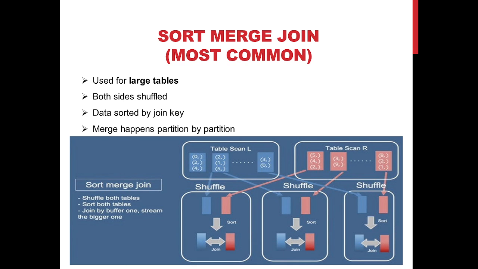Now, sort merge join is the most commonly used join. This is the join you will see in most real projects. Spark shuffles both the tables, then sorts them by the joining key. After sorting, matching partitions are merged. Sorting is expensive, but this approach scales well for very large data.